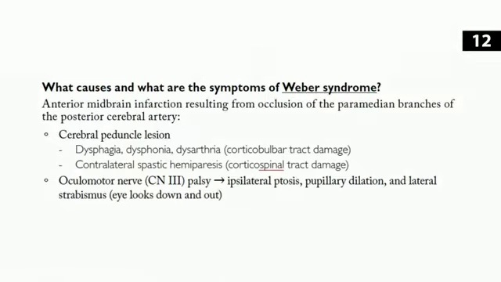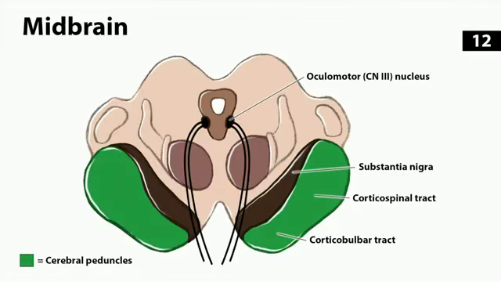Weber syndrome is an anterior midbrain infarction resulting from occlusion of the paramedian branches of the posterior cerebral artery. So this causes infarction of the cerebral peduncle, which were those wings on the anterior surface of the midbrain cross sections we looked at, just anterior to the substantia nigra. And within those cerebral peduncles, you'll find the corticospinal tract and the corticobulbar tract, which carries motor signals from the cortex to the medulla. That's what bulbar means, medulla.